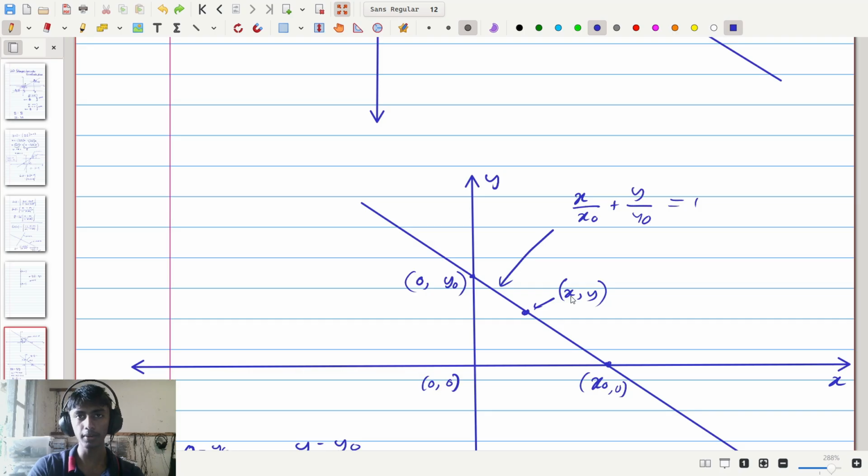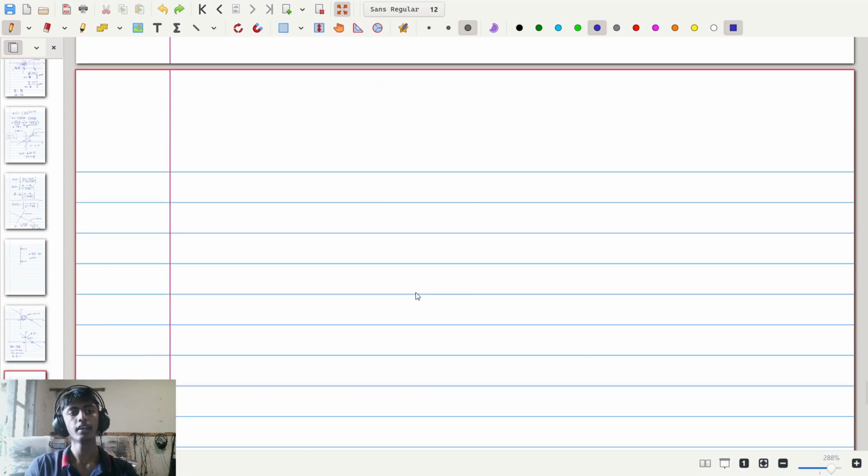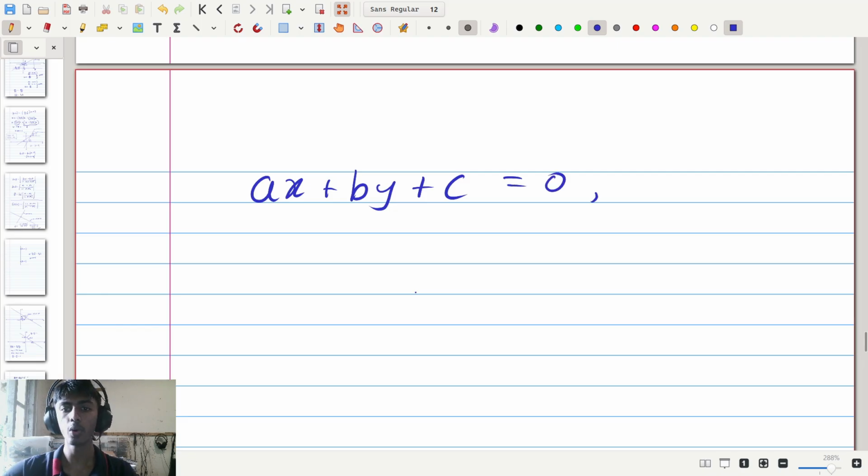The next format, however, solves this issue and it gives us a much more flexible method to write out the equation of a line. The line format I'm talking about is the format of a times x plus b times y plus c equals 0, where a, b and c are elements of the real numbers.